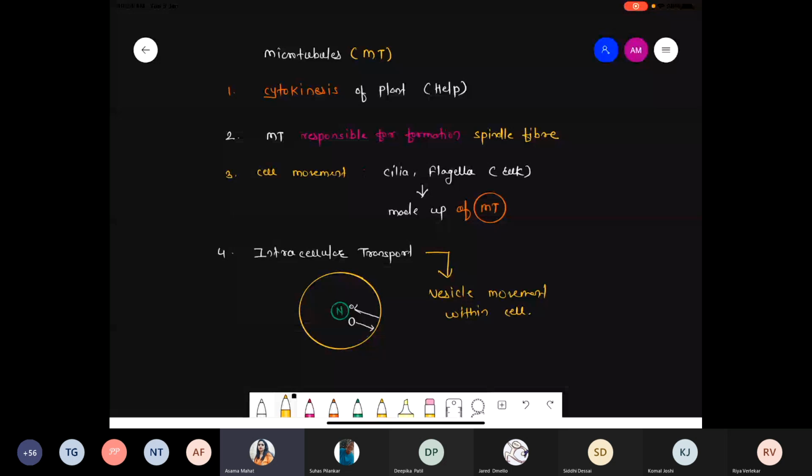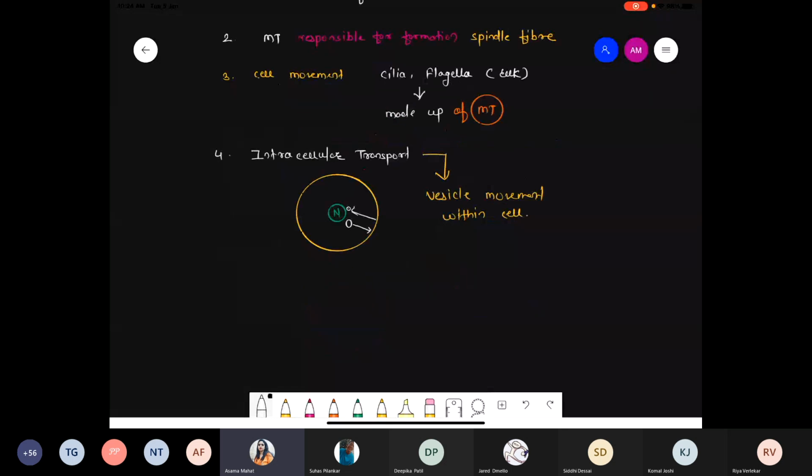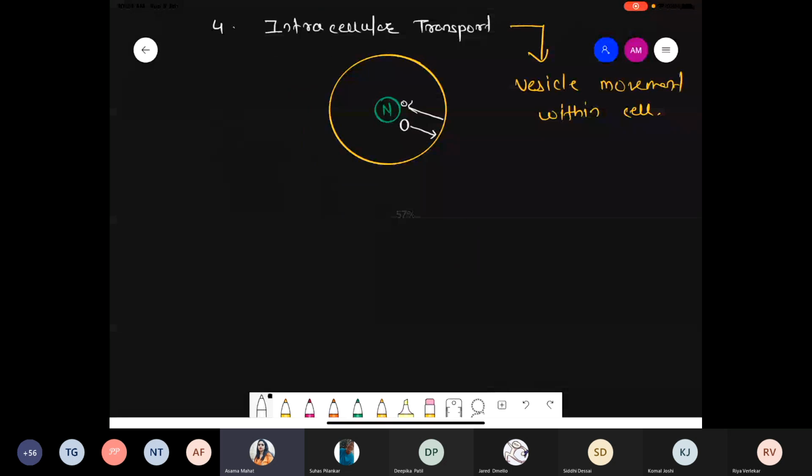Now next one, number one, we are talking about the functions of microfilament.